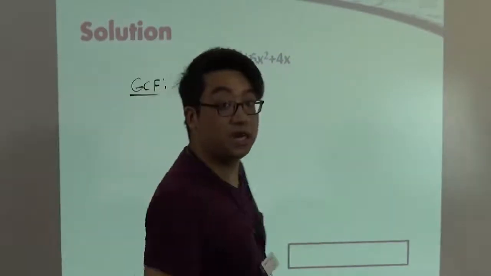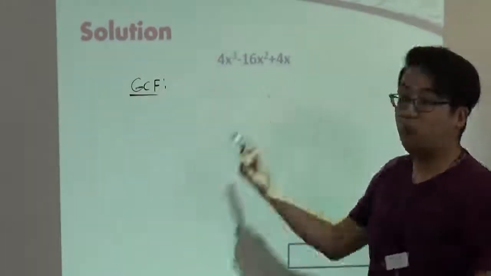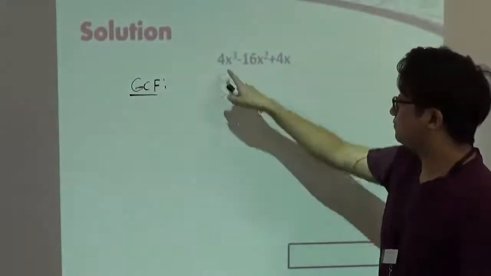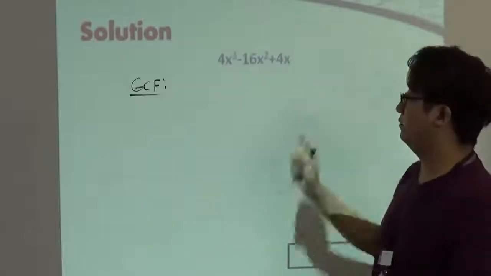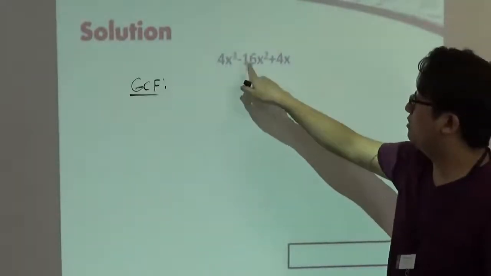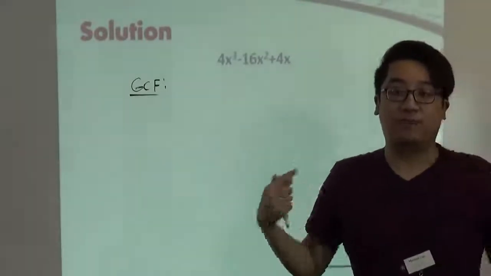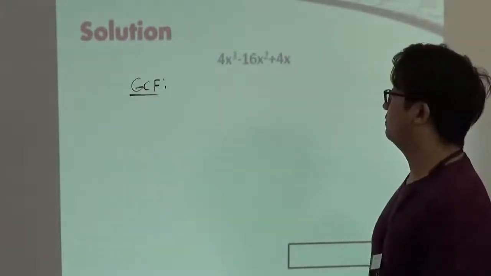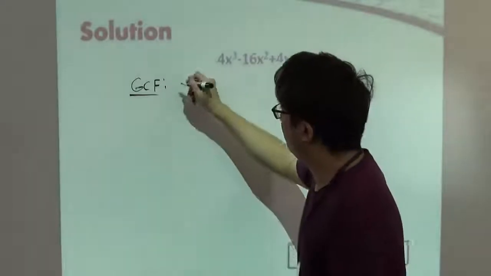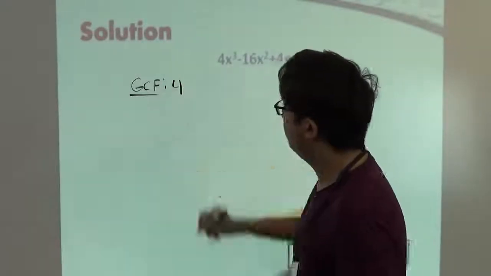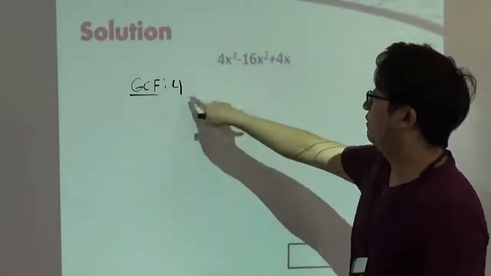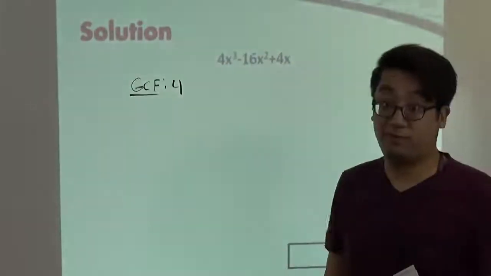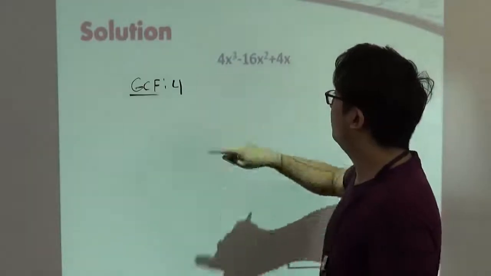We want to see what's the most common term that can be pulled out nicely out of all three of these terms. So when we're doing that, we're looking at our numbers separately and our x separately. So we look at our numbers, 4, 16, and 4. We see what's the biggest number that all these numbers can be divided by. So the number that all these terms can be divided by is 4. Because 4 can be divided by 4, 16 can be divided by 4, and then 4 can be divided by 4 again.